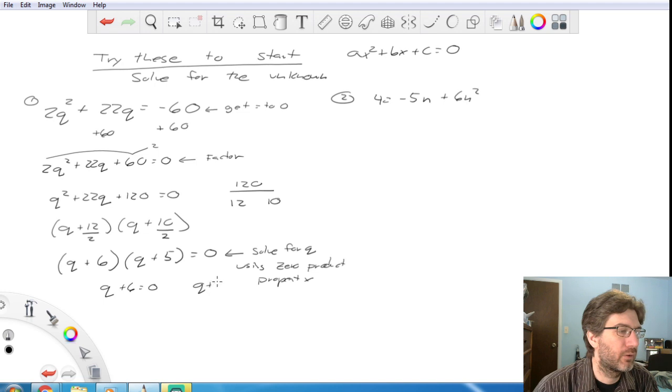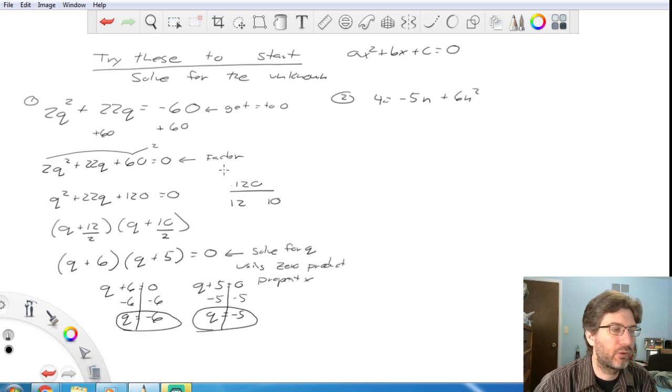So q plus 6 equals 0, and q plus 5 equals 0. And then you're going to solve for q. So subtract 6, and q is going to equal negative 6. And over here, we're going to subtract 5, and q is going to equal negative 5. So these are our 2 answers right here. Both of those are solutions to our original one.